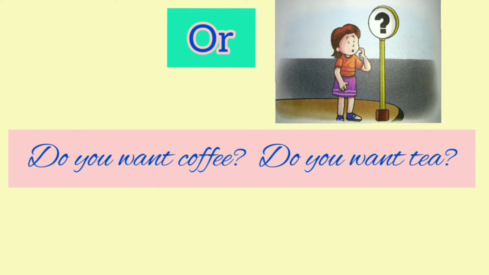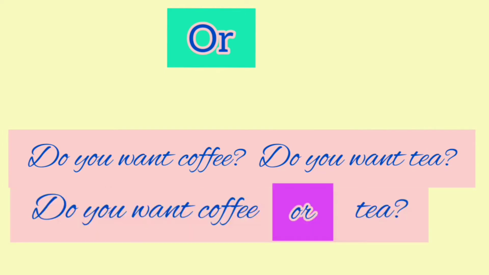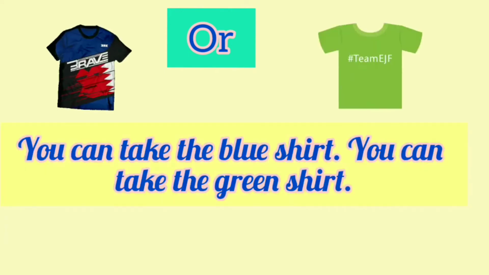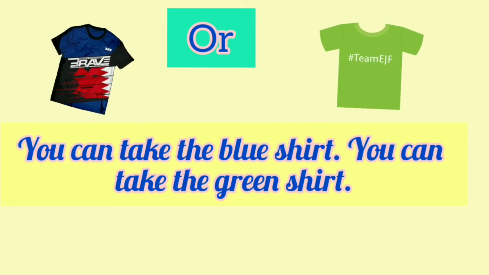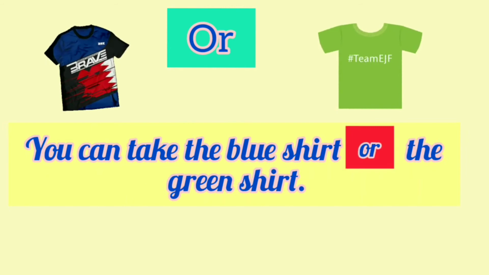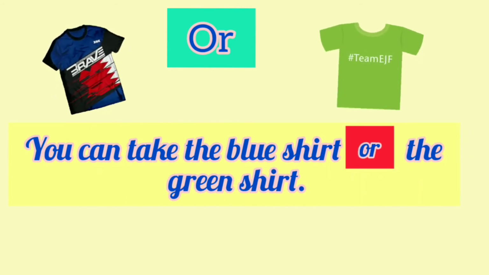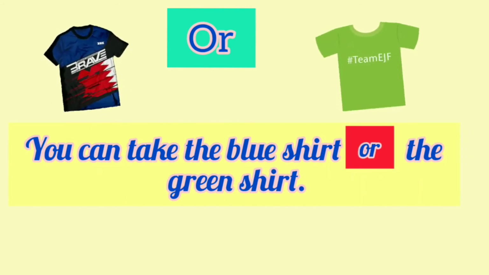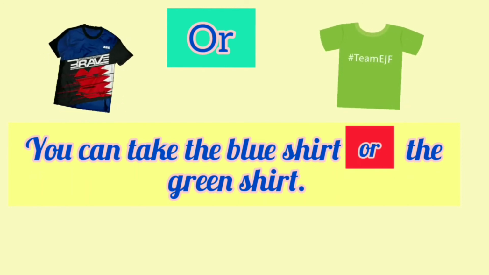For example, do you want coffee? Do you want tea? So let's see how do we join these sentences by using or. Do you want coffee or tea? You can take the blue shirt. You can take the green shirt. You can take the blue shirt or the green shirt. So we use or to show a choice between two things.